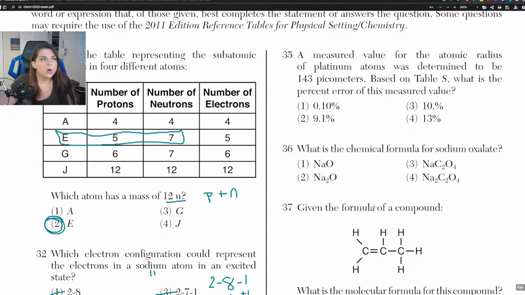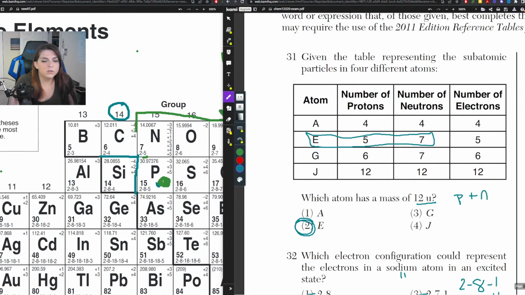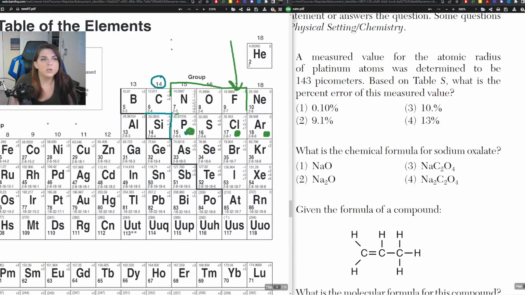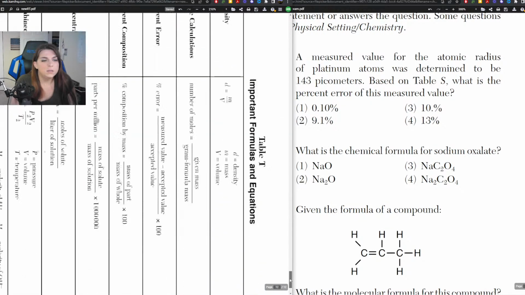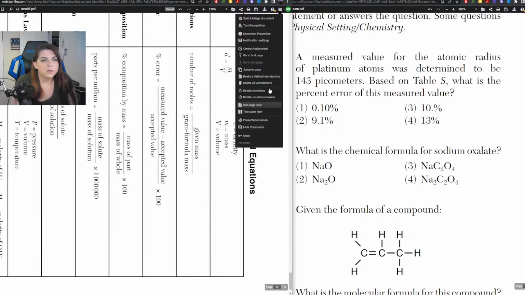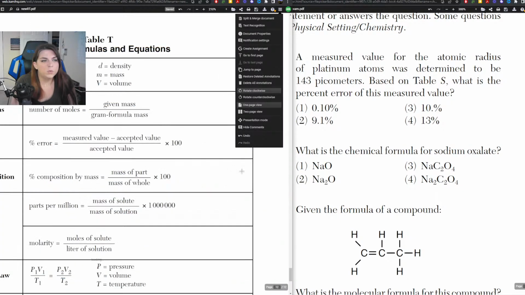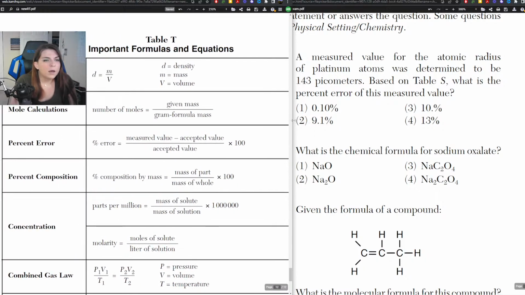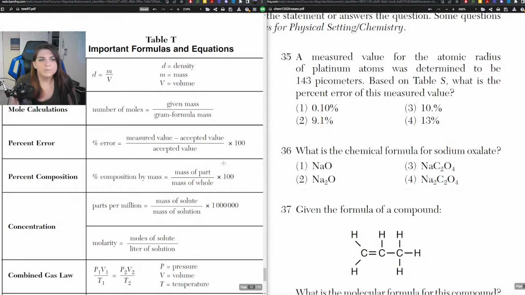Okay, so this is kind of a two-step thing, because we need the percent error equation, which anytime you have to do math, you should be able to find on Table T, the back cover. So don't go looking all through the reference table. All of the math is on the back. And for most of us, it's T for terrible. That's why it's Table T.